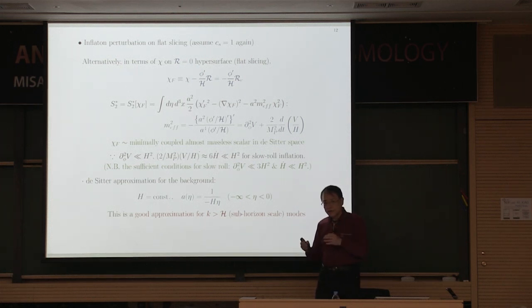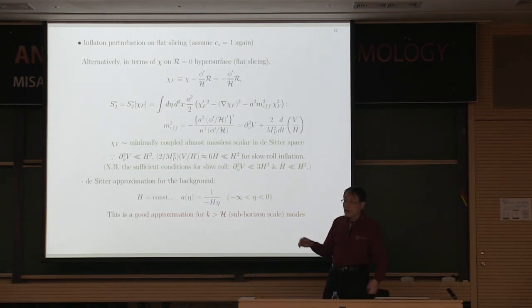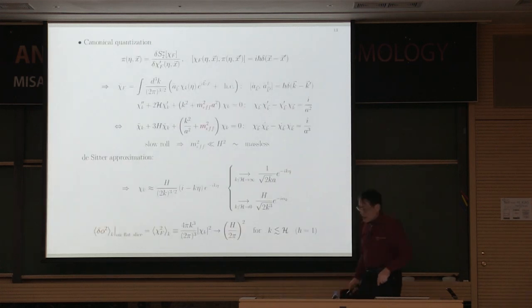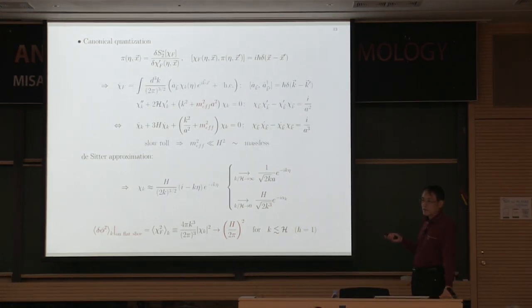So you know the background, even if you can take into account a variation, it's the so-called adiabatic approximation. You can just assume it as a constant, and in the end, if you want this to vary in time, you can just let it vary in time.